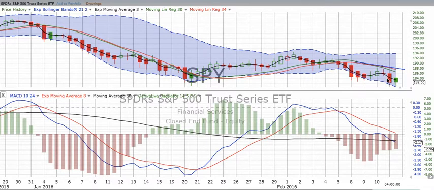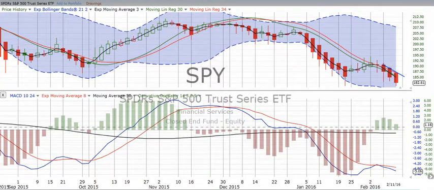So we're in confirmed down moves on the S&P 500. We're going to now range back out to the 2-day chart.